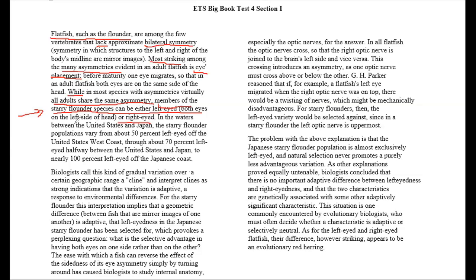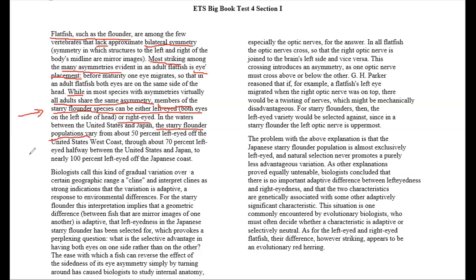Let's read ahead. In the waters between the US and Japan, the starry flounder populations vary from about 50% left-eyed off the US coast through about 70% left-eyed in other parts. Okay, all right, to nearly 100% left-eyed off the Japanese coast. Okay, so the passage is saying that the population also varies. Population of starry flounder varies from 50% left-eyed to 70% left-eyed. Okay, so it's not really constant. Okay, that's what they're saying.